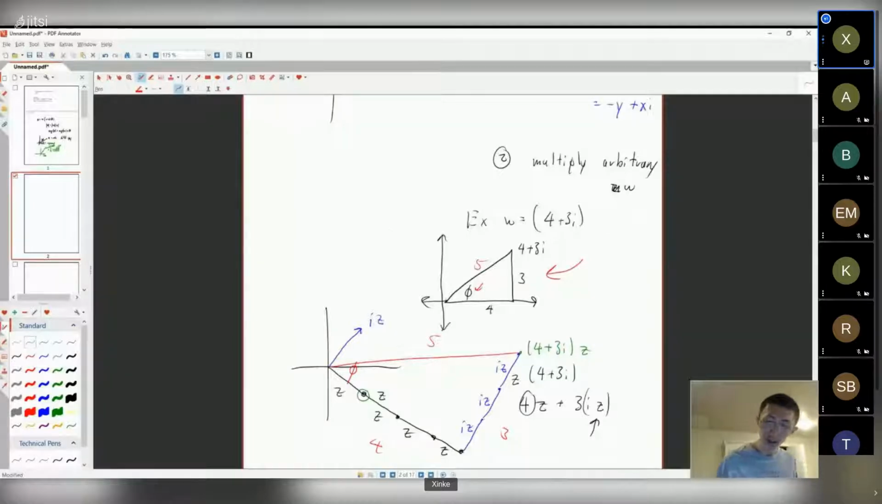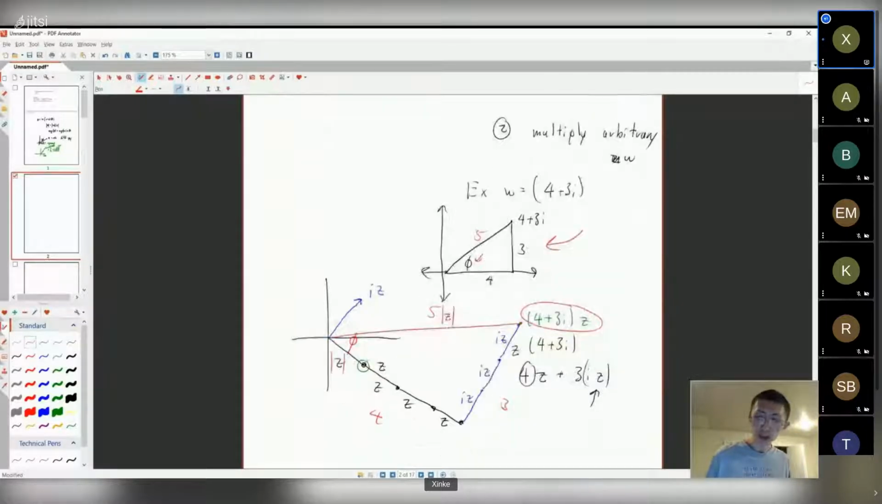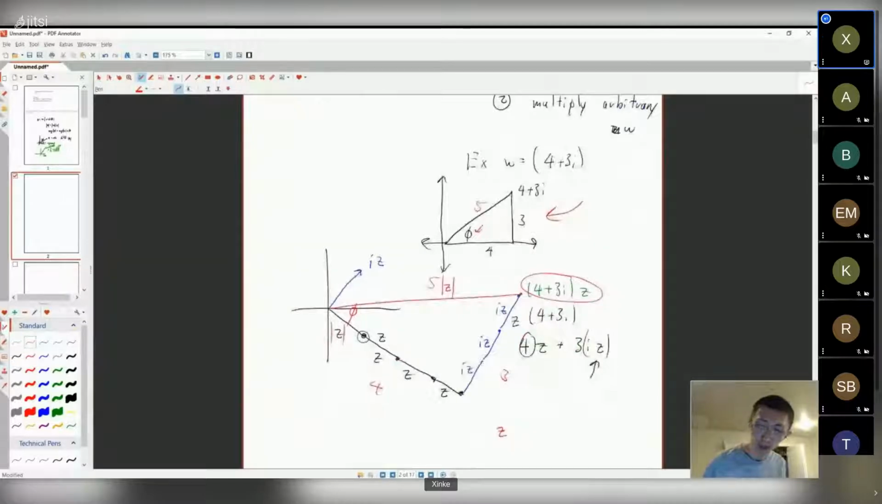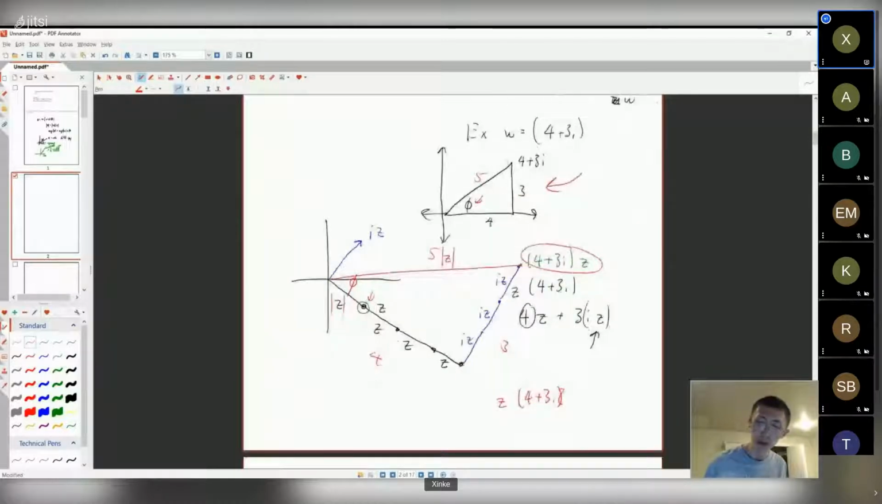By the Pythagorean theorem, the distance will be 5 times the magnitude of z, because each of these units has length magnitude z, right? So the output is 5 times magnitude z away from the origin. So what we proved is, if I multiply the starting number z, which is right here, by 4 plus 3i, the magnitude got multiplied by 5, and the angle got rotated by phi in the counterclockwise direction.